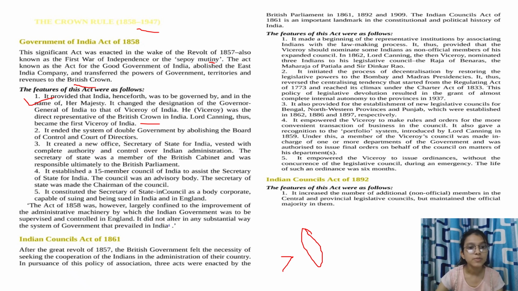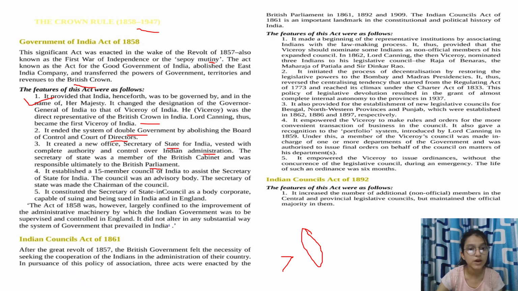It ended the system of double government by abolishing the Board of Control and the Court of Directors. So by establishing their position here, they also made certain changes. It created a new office, Secretary of State for India, vested with complete authority and control over Indian administration. So now they took over complete authority over Indian administration. The Secretary of State was a member of the British cabinet and was responsible ultimately to the British Parliament. It established a 15-member Council of India to assist the Secretary of State for India.